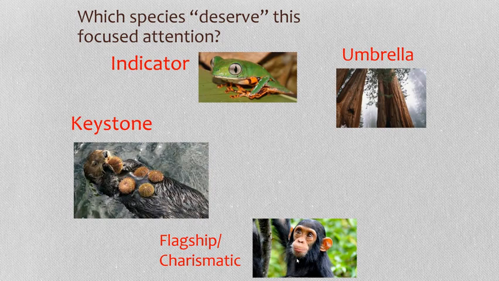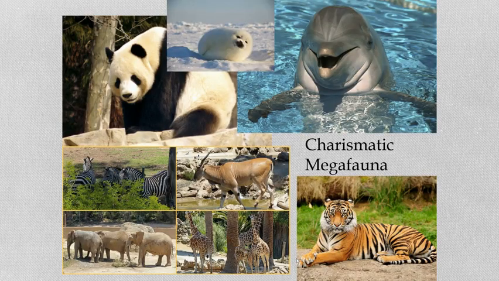And of course, keystone species. So coming up with a good example of keystone species would be helpful, of course. Certain megafauna tend to be very charismatic, right? These are things that we tend to see in zoos: zebras, tigers, giraffes. Keep coming back to pandas, right? These are animals that people like to look at, and people like to protect them.